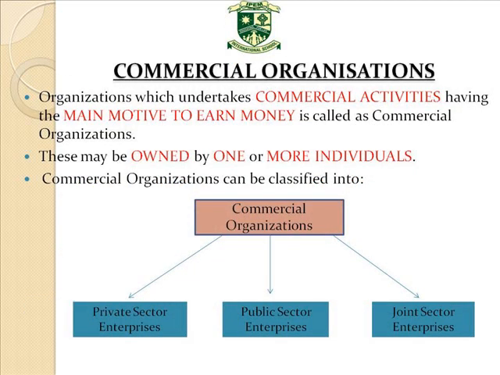So first we will start with the meaning of commercial organizations. Now the meaning of commercial organization is something which you have already studied in the previous chapters. So let's do a quick revision to that. The organizations which undertake commercial activities having their main objective to earn money are known as the commercial organization. Now the name itself is telling you the meaning, that is the organizations which are involved in the commercial activities. And what do you understand by the term commercial activities?